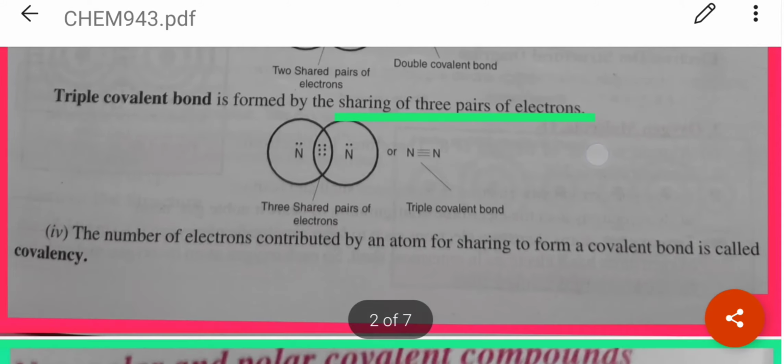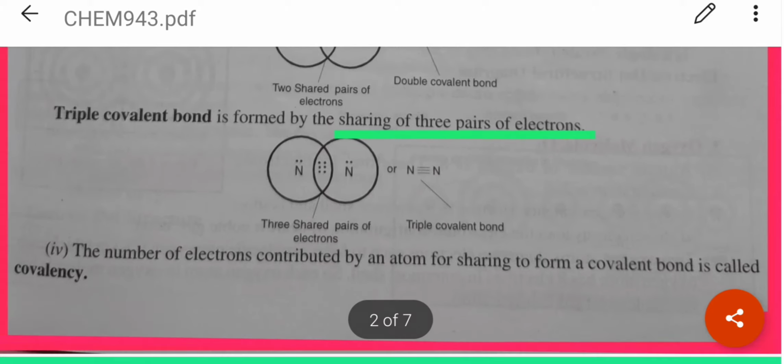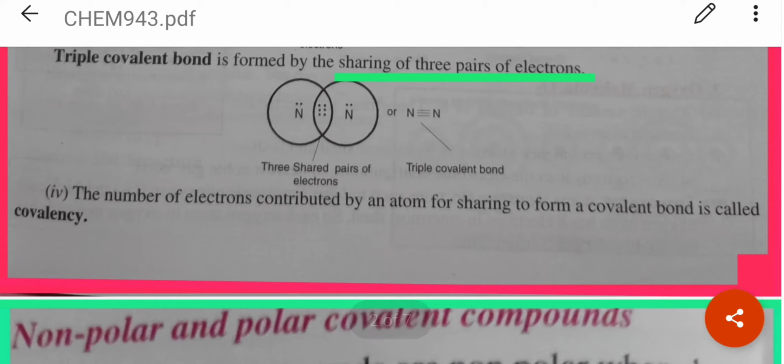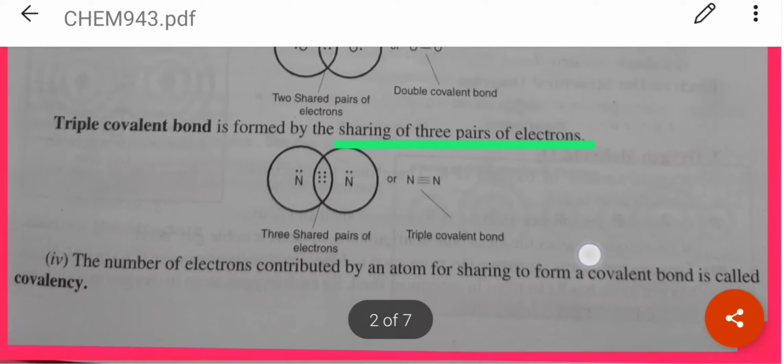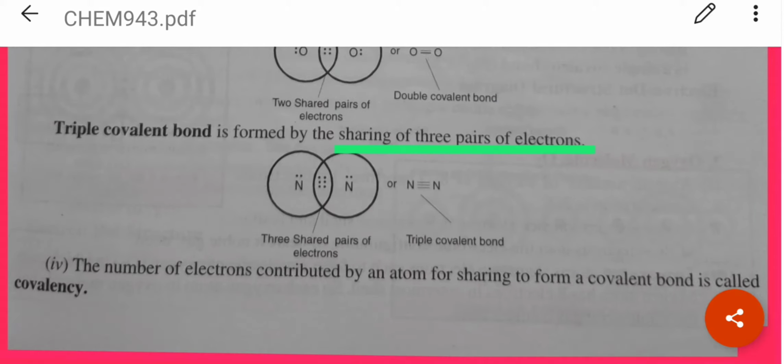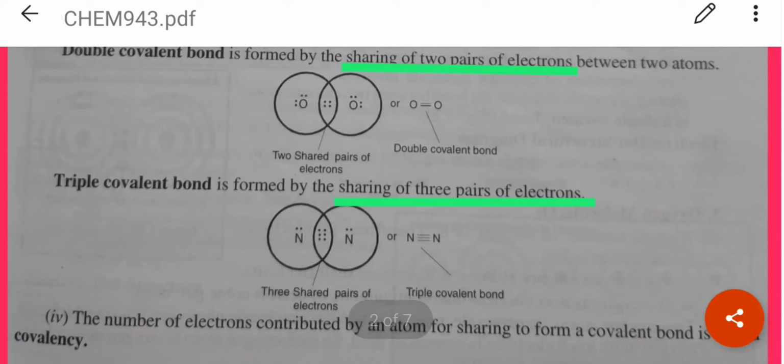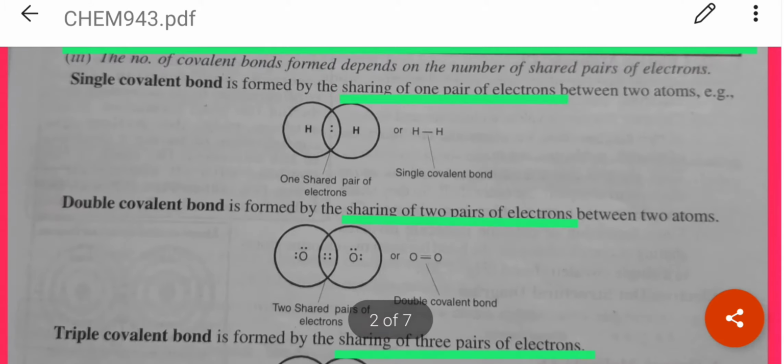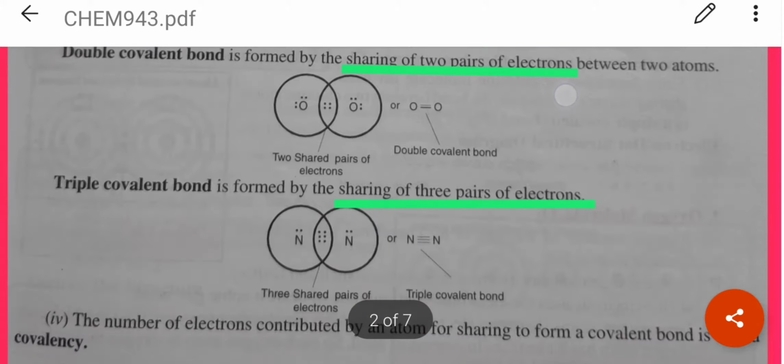Okay. And the number of electrons contributed by an atom for sharing to form a covalent bond is called covalency. So what will be the covalency of nitrogen? 3, because the number of electrons shared by each nitrogen atom is 3. The covalency of oxygen will be 2 because each oxygen atom shares 2 electrons. The covalency of the hydrogen atom will be 1.